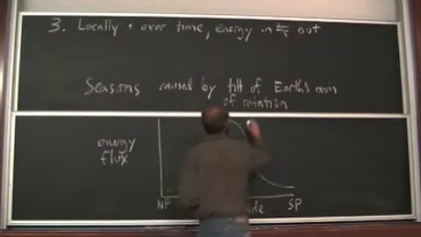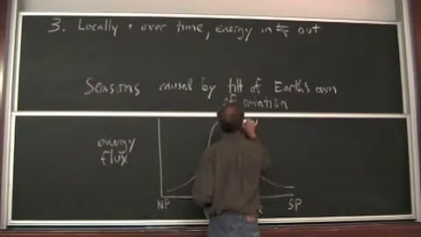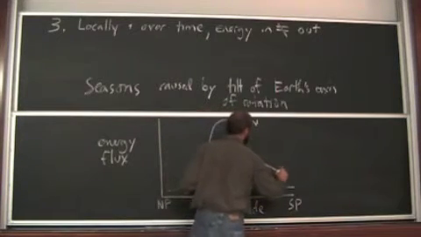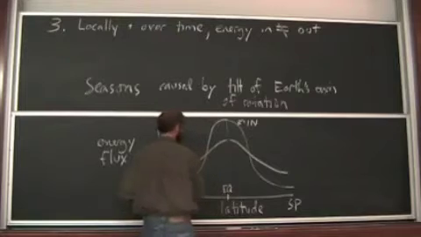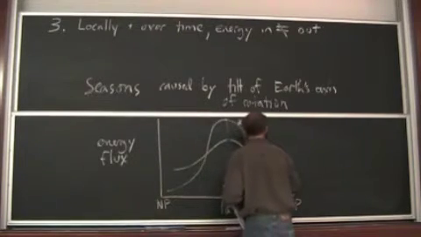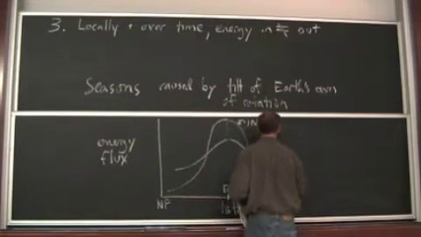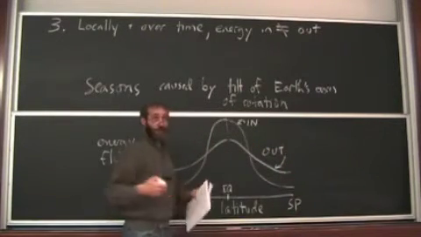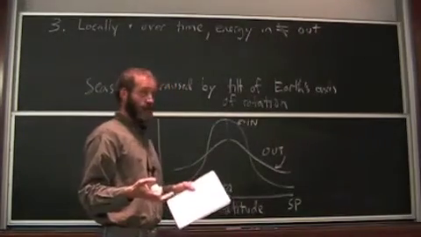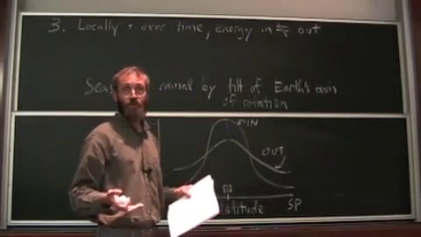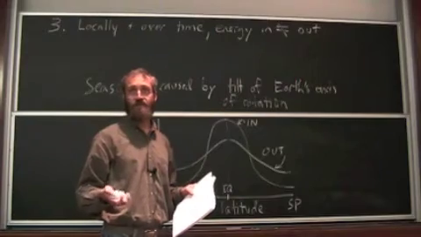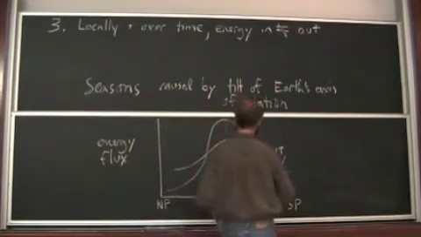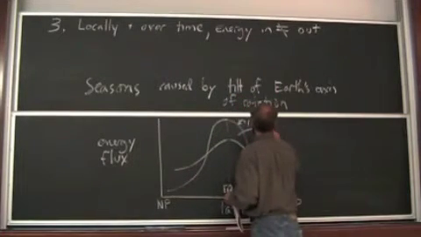And as a result, so this is the incoming energy. The outgoing energy, which is determined by the planet's temperature, is sort of smeared out like that. So if you had to balance the energy fluxes locally, it'd be much, much colder in the poles and much, much hotter in the low latitudes than it actually is. And that's because there is heat transport.